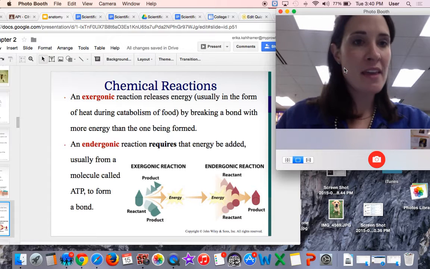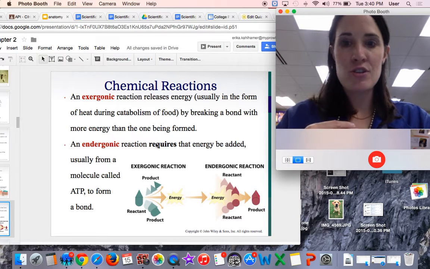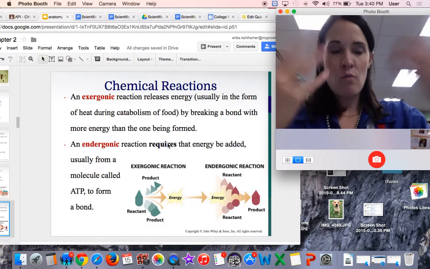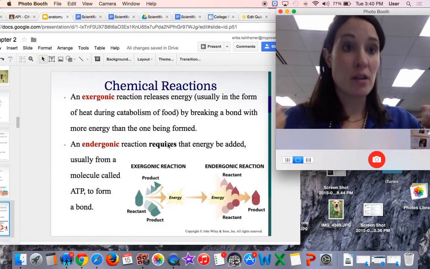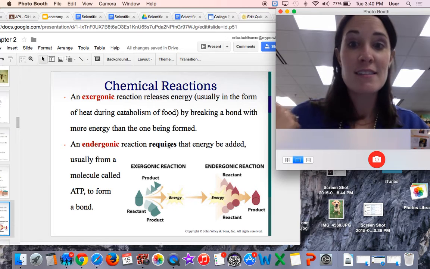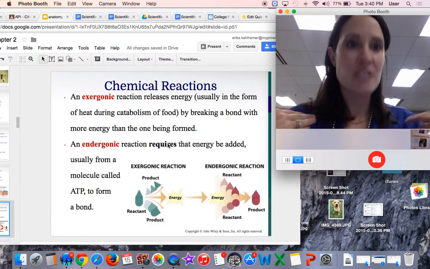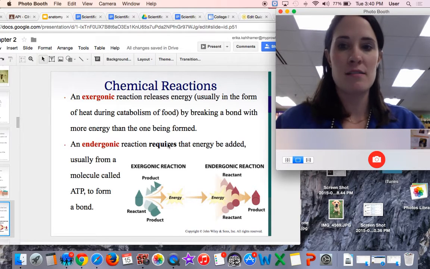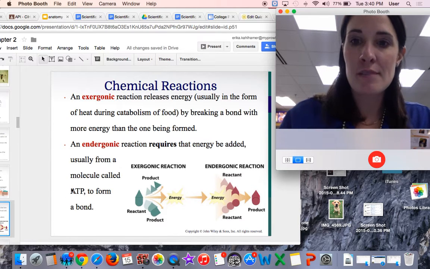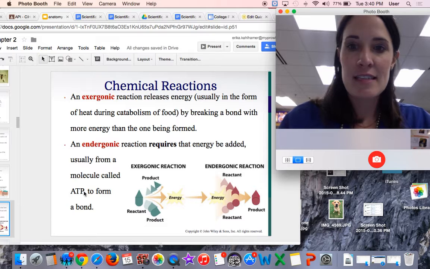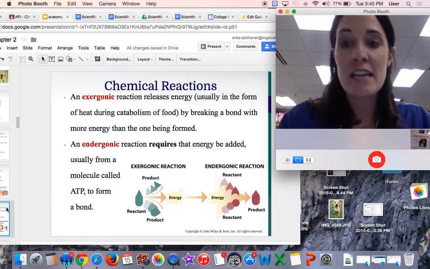Speaking of making something else, that's called an endergonic reaction. When my body makes or enlarges my muscles, for example, if I lift weights, that's going to require energy added to be able to do that. ATP is the energy needed to do that.